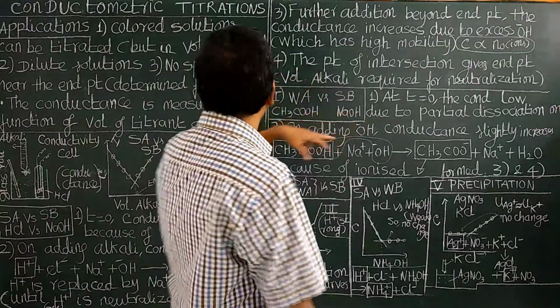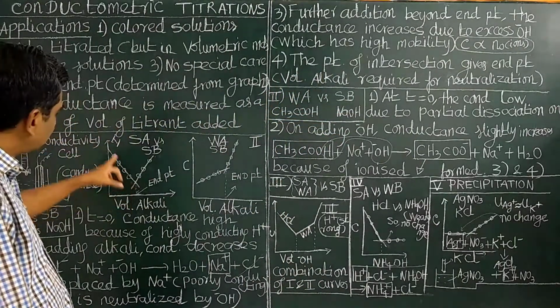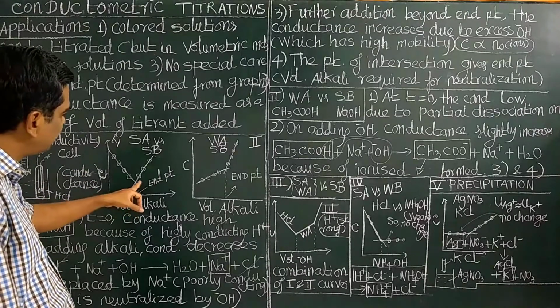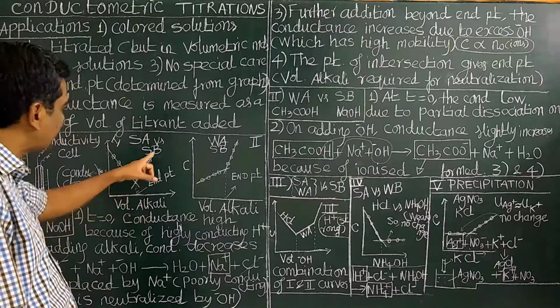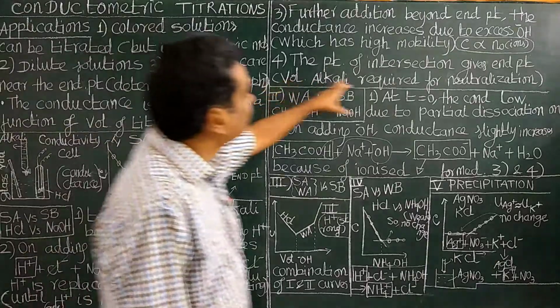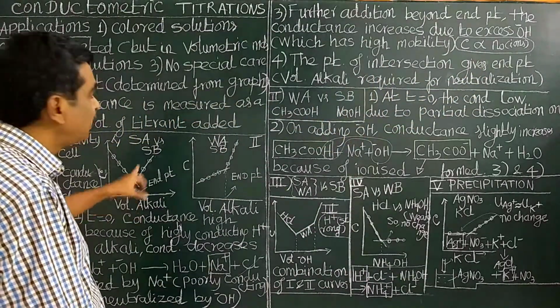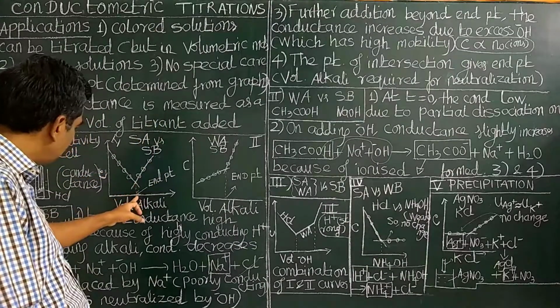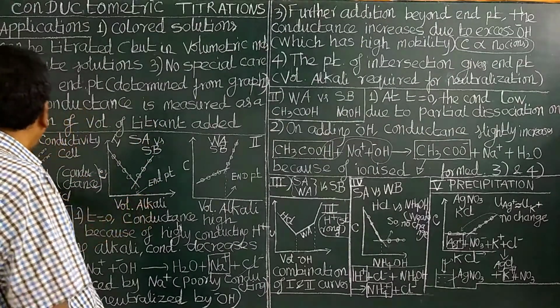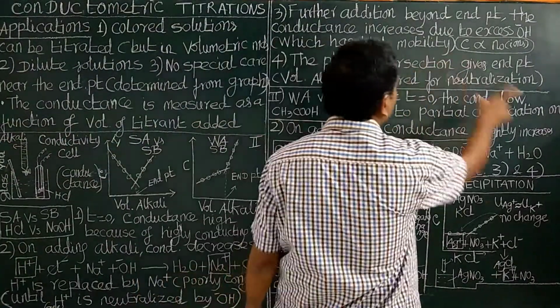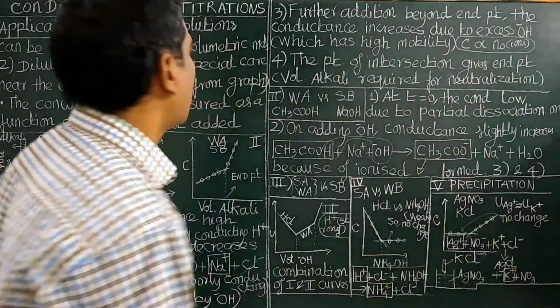Also, the mobility of sodium ion is less compared to H plus ion. Okay, now the end point is determined from the intersection. The end point is the intersection point of two straight lines. The end point is the volume of alkali required for complete neutralization of HCl, the volume of alkali required for complete neutralization of the acid.